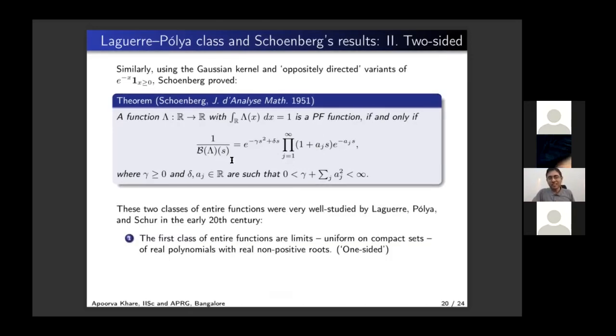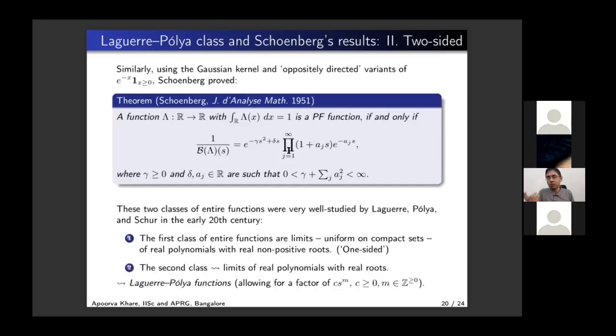These two classes of entire functions, the two-sided ones and the one-sided ones, were very well studied by Laguerre in the 1800s. These classes are limit sets of real polynomials with real non-positive roots. These ones here. So that's why the Laplace transform at the origin equals 1. Of course, you can also have the origin be a root at some point.